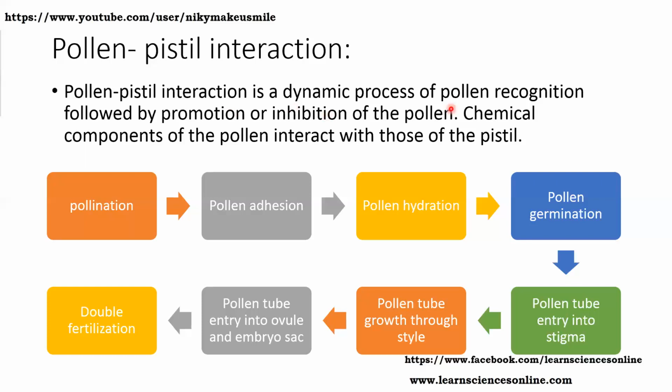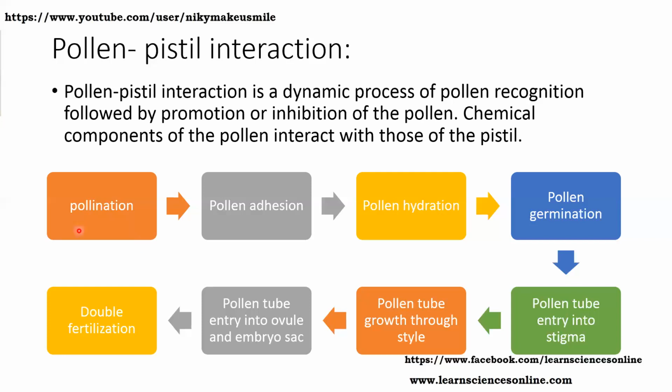Okay, so this process is known as pollen-pistil interaction, and chemical components of pollen interact with those of pistil. So how does this pollen-pistil interaction take place? The chemical components of pollen grain interact with the chemical components of pistil. Okay, got it. These are the steps of pollen-pistil interaction.